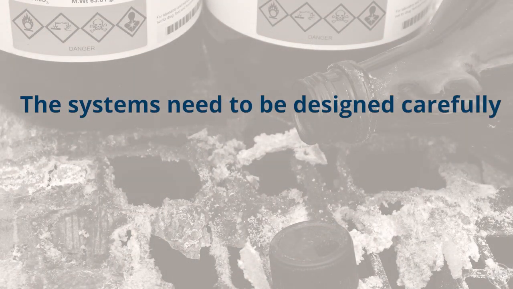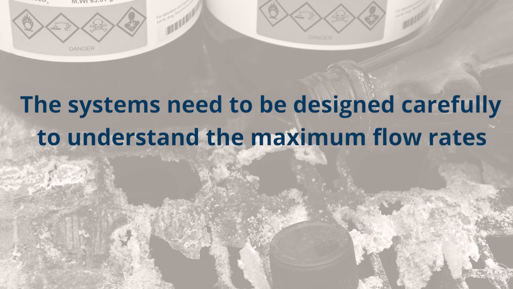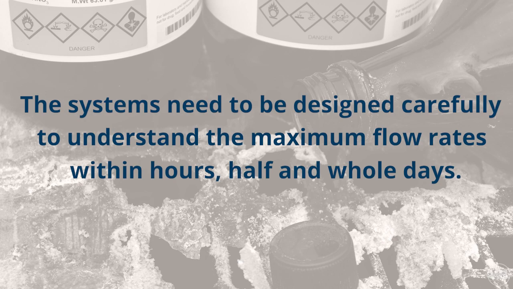The point I'm making is, if you have a maximum flow rate of 10 gallons per minute, that's a given number and that's easy to work with. But what happens in most cases, in most buildings, the systems are dumping larger volumes. Think of a bioreactor. You could have a 10 liter, 50 liter, up to 2,000 liter bioreactor. And if they decide at some point that that needs to dump down the biological waste system, that's your maximum flow in a given hour, or in a given 2 hours, depending on how you discharge that waste. The point I'm making is that the systems need to be designed carefully to understand the maximum flow rates within hours, within half days, and within whole days.